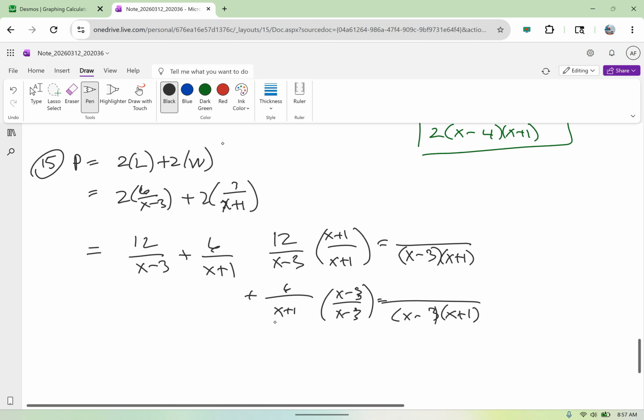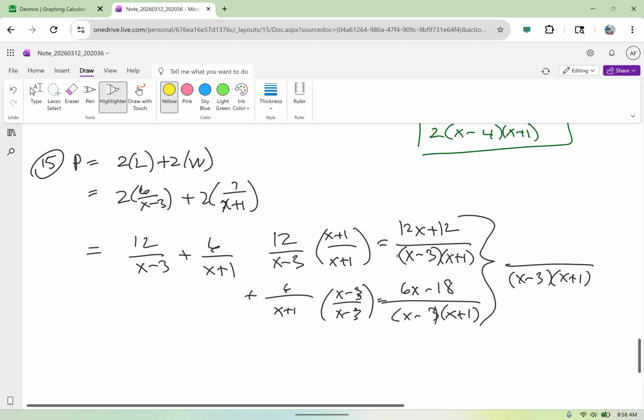My denominators are now the same. 6 times x minus 3, distribution, 6x minus 18, 12x plus 12. This is addition. Because my denominators are the same, I can now add the numerators. And that becomes 12x plus 12 plus 6x minus 18.